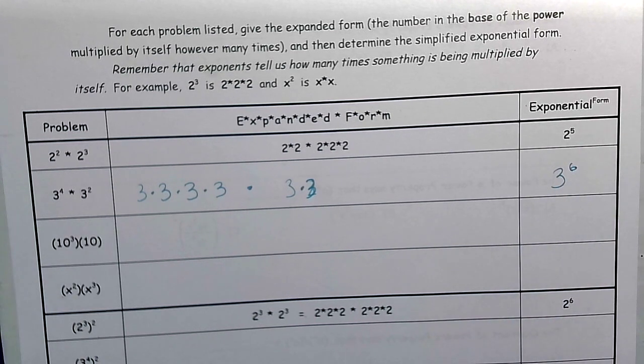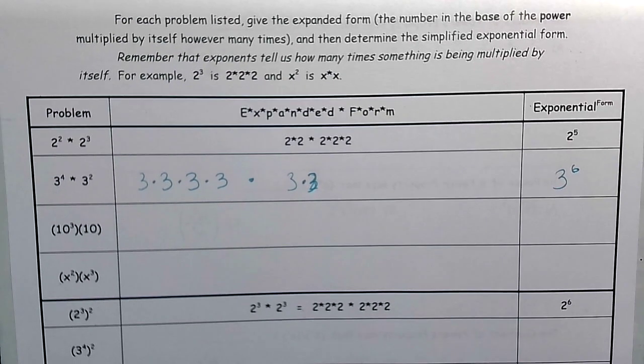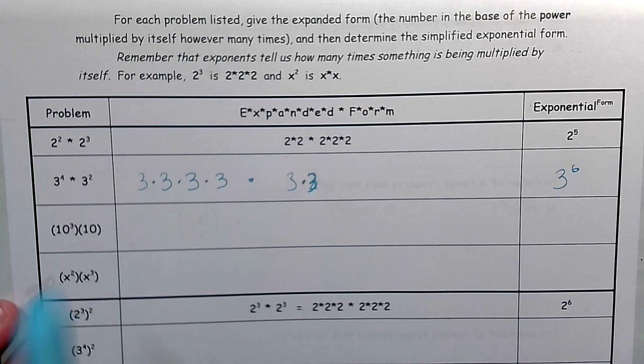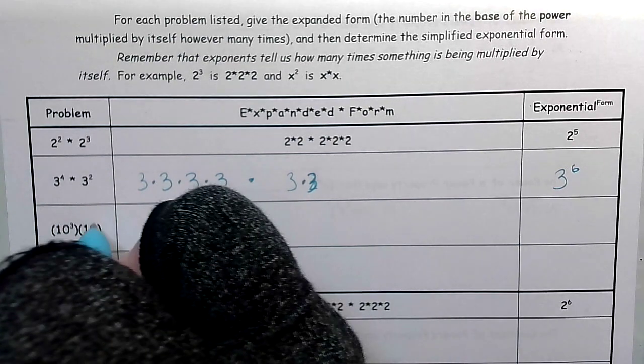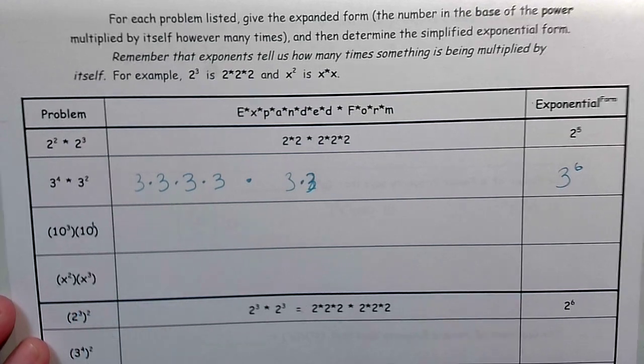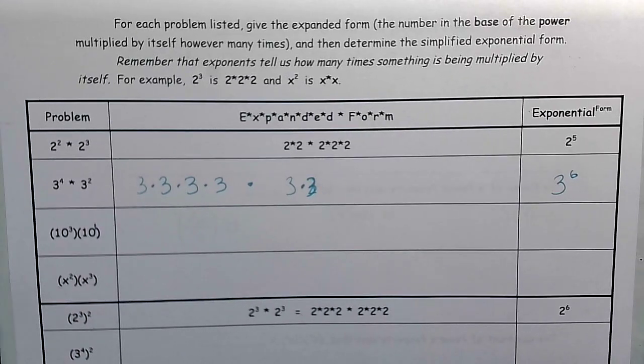Now some of you may remember the exponent rules that we're going to be utilizing in this activity without even knowing it. But if you don't, that's okay. That's why we're doing this, to kind of refresh us and see where they come from. So I'm going to ask you to do the next two sections here. 10 to the third times 10 to the first, and then x squared times x to the third. Go ahead and pause your video and do that real quick.